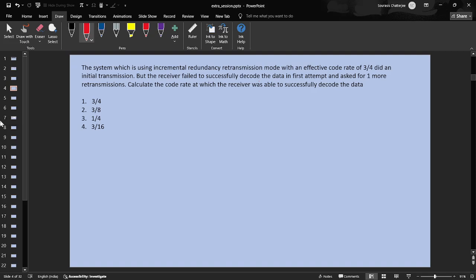What about when it comes to hybrid automatic repeat request? How many variations are there? One is mentioned here, that is incremental redundancy. What is the other one? Yes, Chase combining. This question is concerned with incremental redundancy, where we have an effective code rate of 3/4 and we made an initial transmission. It turns out the receiver failed to decode it in the first attempt and requests another transmission. So what should be the code rate at which the receiver was successfully able to decode the data? 1 by 4.